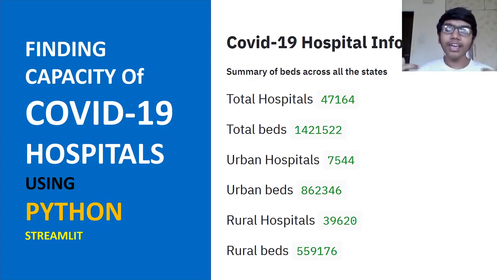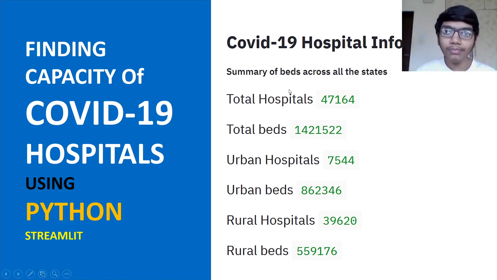We will take information from an API about all the total hospitals in India, total hospitals in a state, and total beds in that hospital, and we are going to get all this information from an API and make a nice user interface using a website made with Streamlit, and we are going to display all this data in a website.